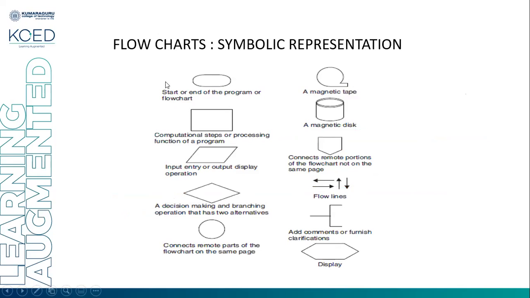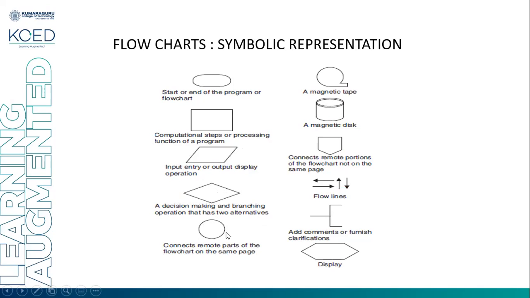Symbols of the flowchart. This ellipse symbol stands for the start or end of the program. The rectangle stands for a computation step or processing function of a program. The parallelogram symbol is used for input entry and output display. Next, the diamond symbol is a decision making symbol, a decision making and branching operation that has two alternatives. One incoming flow and two outgoing flows are used for this diamond symbol.